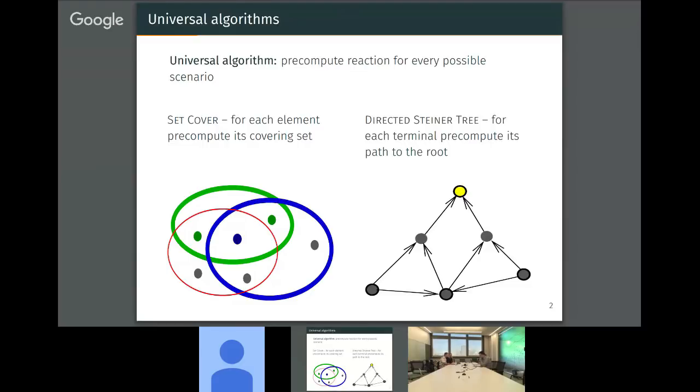Another example is directed Steiner tree. Here each terminal needs to have a path to the root assigned in advance. These are 3 terminals with their paths, and then these 2 are revealed to be the active ones. This is the solution they induce. As we can see, this solution is far from optimal, because we cannot foresee what exactly we are going to cover.